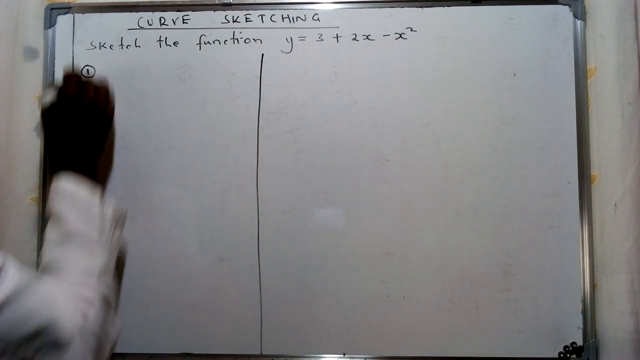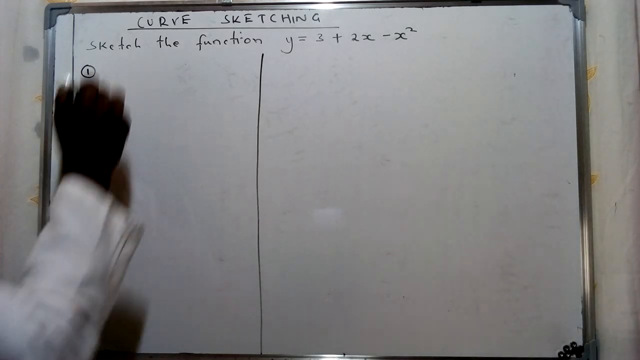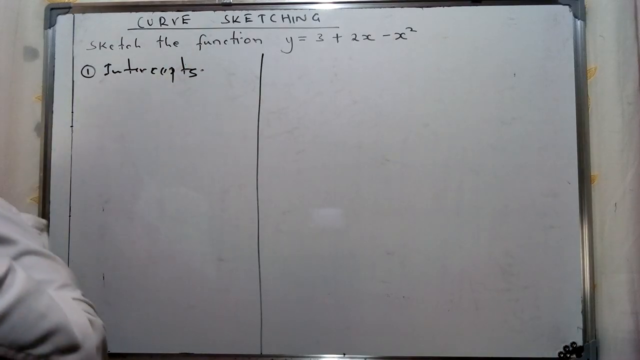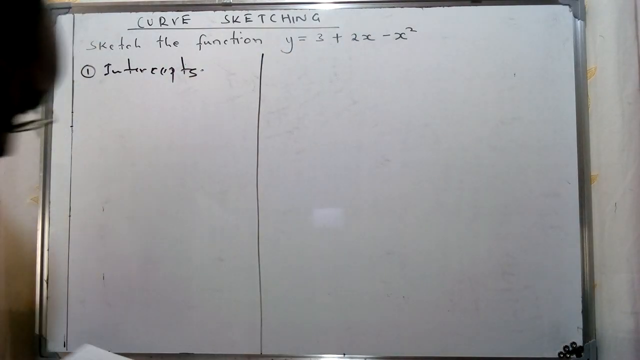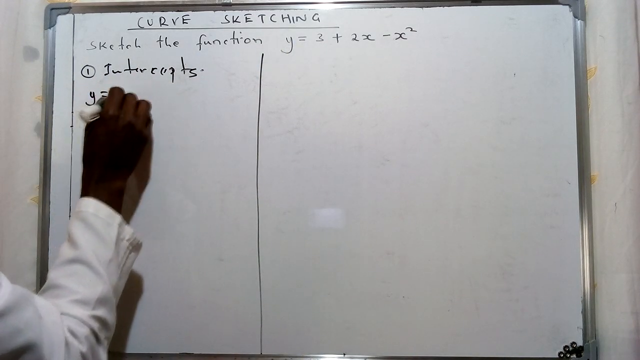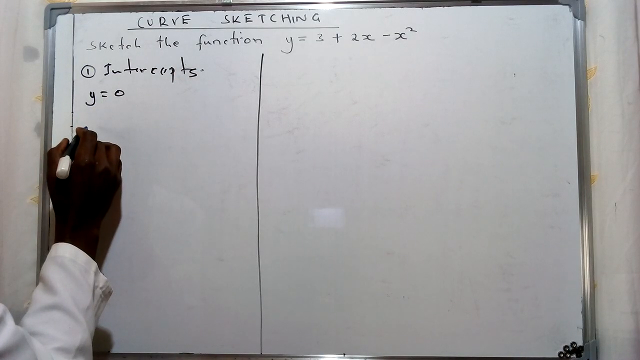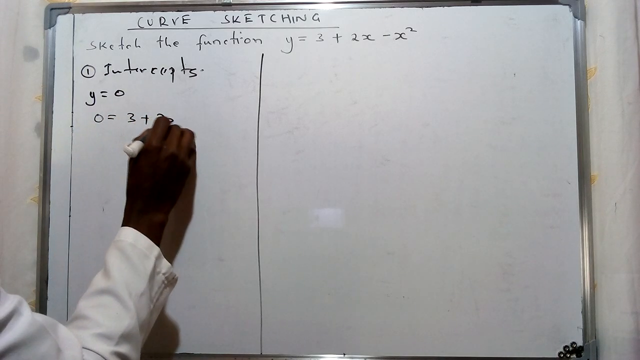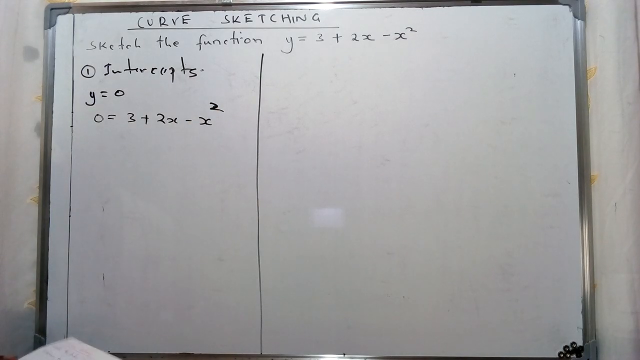So the first step is to determine the intercepts. These are going to be the x and y intercepts. At the intercept, the respective variables x and y are considered to be 0. So if y is 0, then we have 0 equals 3 plus 2x minus x squared. We're going to solve for the value of x.